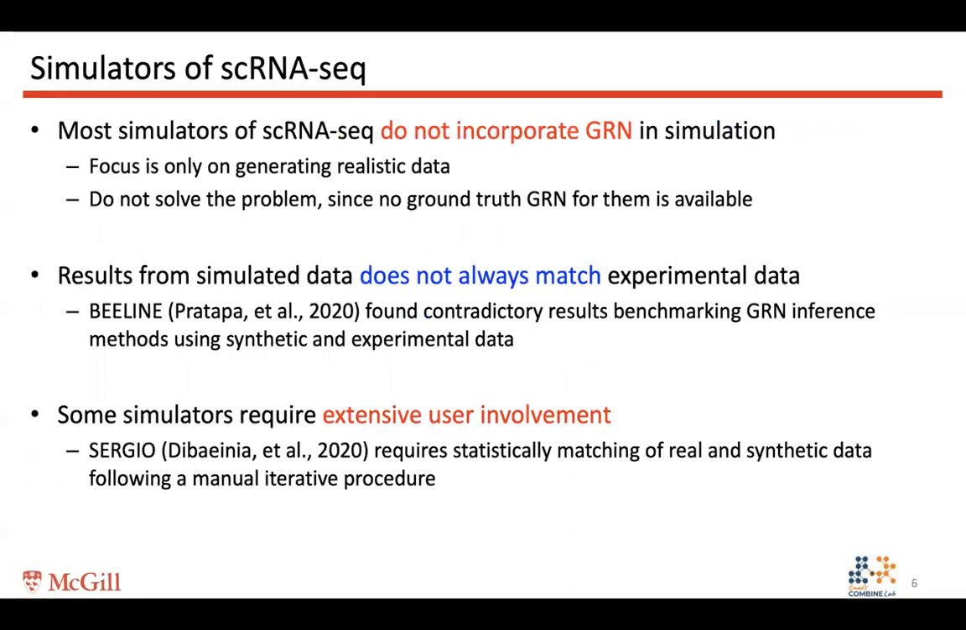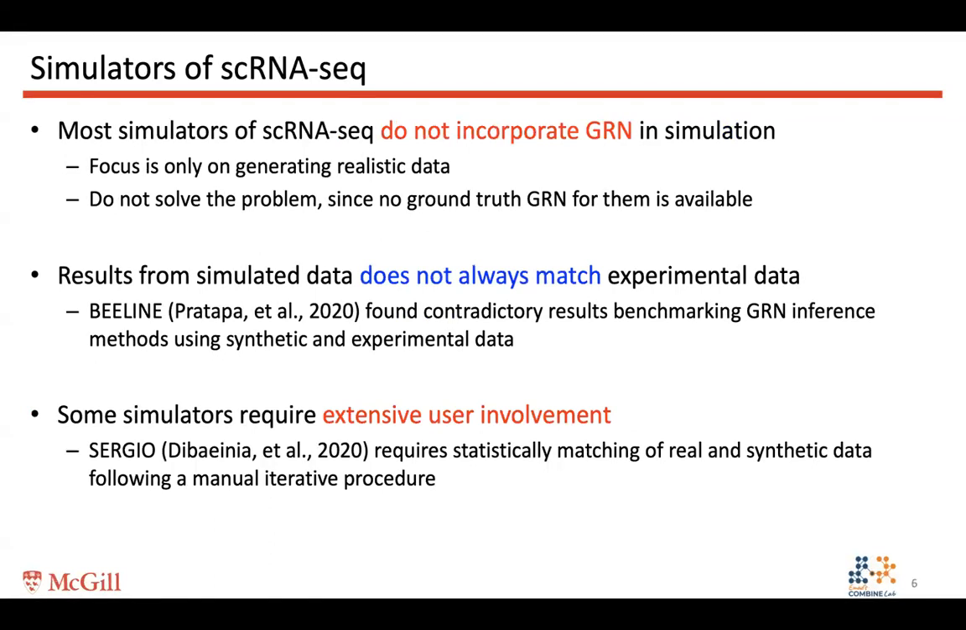For example, most of them are focused on generating realistic data and do not incorporate a GRN in simulation, so they cannot be used for GRN inference. The methods that do also have their own challenges. For example, sometimes their data or the insights coming from it do not match those coming from experimental data. A 2020 study, the Beeline study, found that methods that perform really well on simulated data did perform poorly on experimental data and vice versa, finding a big gap between experimental and simulation.